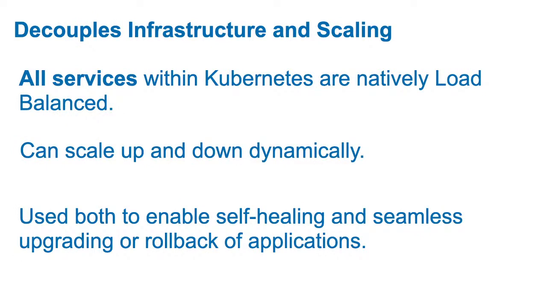All the services within Kubernetes are natively load balanced. So whenever you expose a service, it acts as a load balancer. The traffic from outside hits a service, and the service will send it to one of the pods in the group of that service. You can scale up and down dynamically, and use both to enable self-healing and seamless upgrade or rollback of applications.